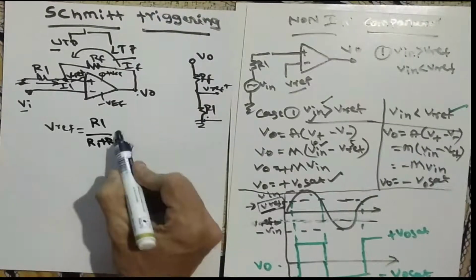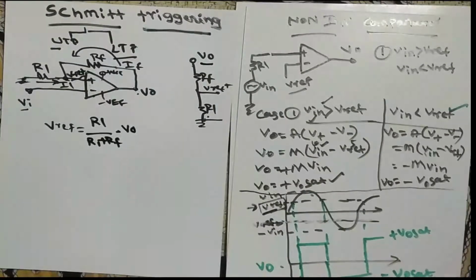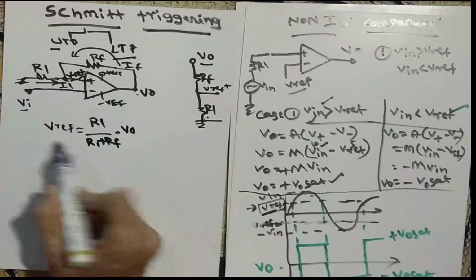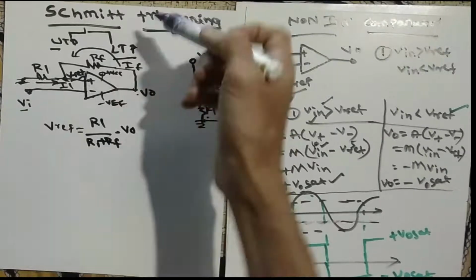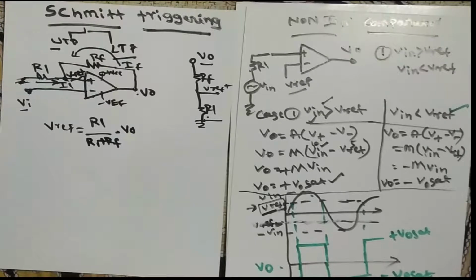Okay, we are taking from the source V0. So this is V0. Now here we are getting only one V reference, yes or no? Usually I told Schmitt triggering means we have to get two types of reference. How are we getting two types of reference?